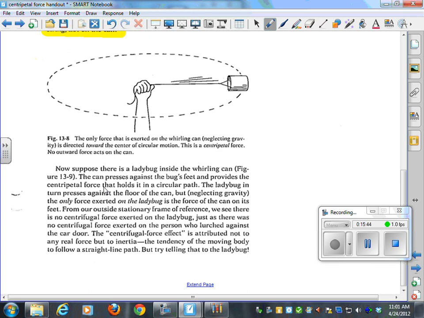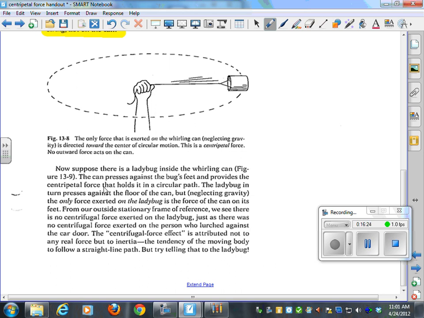Now, suppose we're not talking about rubber stoppers. Suppose we're talking about cans. Suppose there's a ladybug inside the can. The can presses against the bug's feet and provides the centripetal force that holds it in a circular path. The ladybug, in turn, presses against the floor of the can, but neglecting gravity, the only force exerted on the ladybug is the force of the can on its feet. From our outside stationary frame of reference, we're the guy swinging the can around, we see there is no centrifugal force exerted on the ladybug, just as there was no centrifugal force exerted on the person who lurched against the car door. The centrifugal force effect is attributed not to any real force, but to inertia.